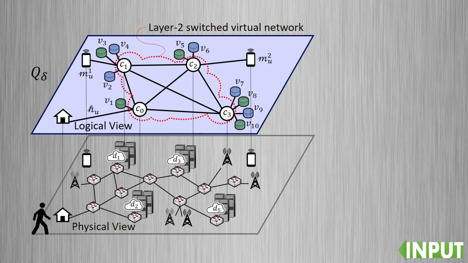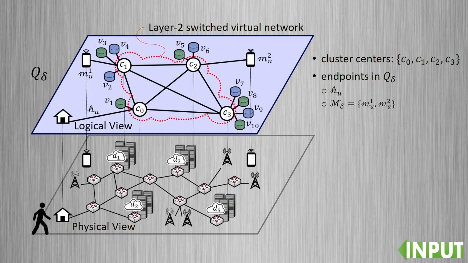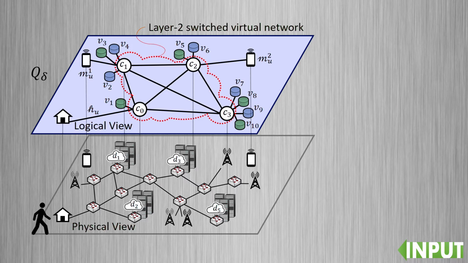In this example, the MCO network involves 4 cluster centers, C0, C1, C2, and C3, that are mapped to 4 different data centers. There are 13 overlay endpoints. The home termination HU can be understood as the gateway to a fixed home or enterprise network. The set of 2 mobile terminations is denoted by M delta, and the set of 10 virtual machines is denoted by V delta. The set of VMs identified with the cluster center Cn is given by the subset V delta n. For example, V delta 0 contains V1.